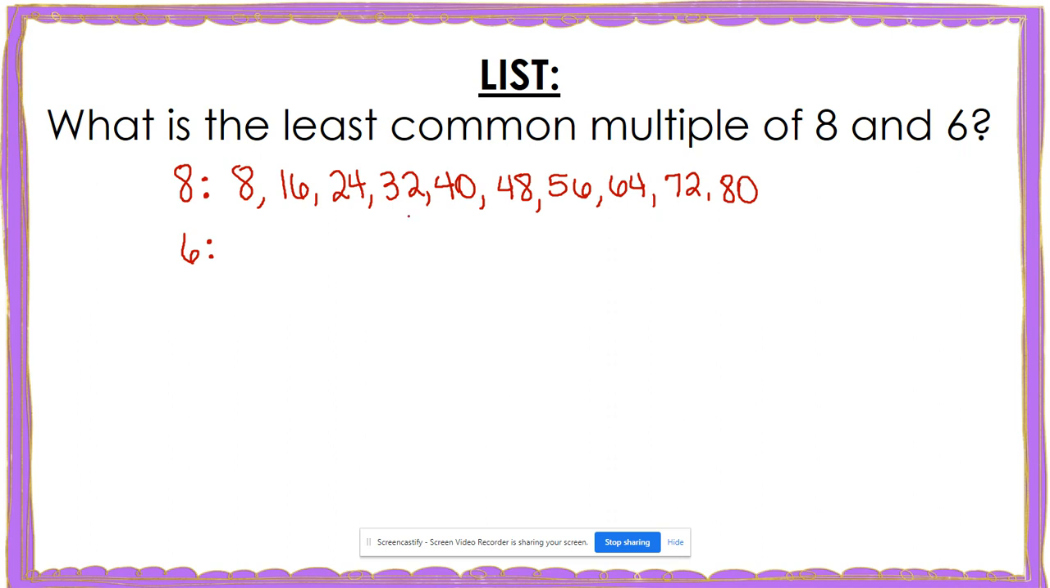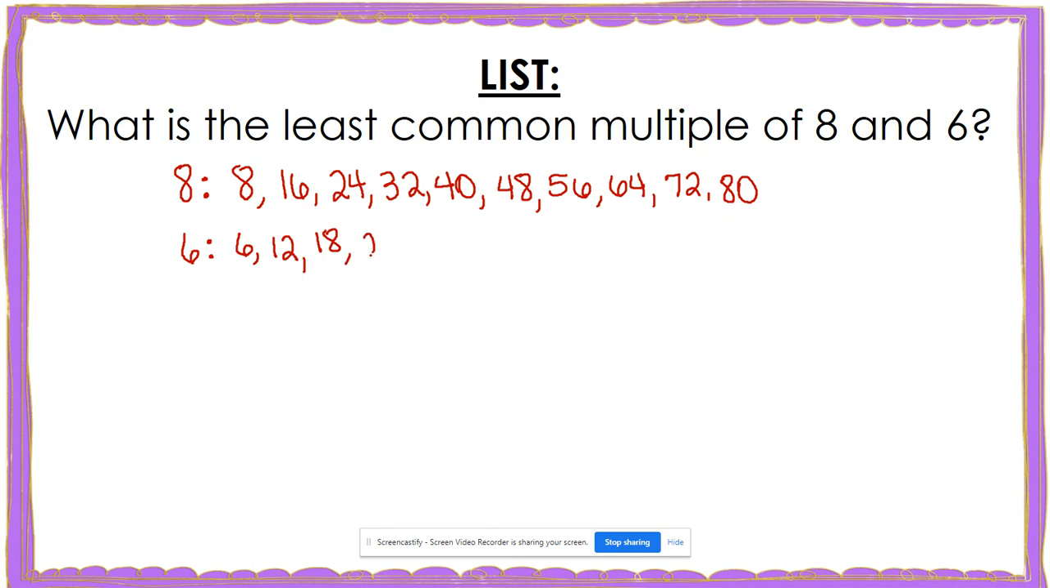So when I go to 6, I'm going to do 6 times 1, which is 6, and I'm going to always check my first list. I notice that there's not a 6 in my first list, so I need to move on. 6 times 2 is 12, so I go back to my first list, and there's not a 12, so I need to move on. 6 times 3 is 18. Again, I go back to my first list. There is no 18, so I need to move on.